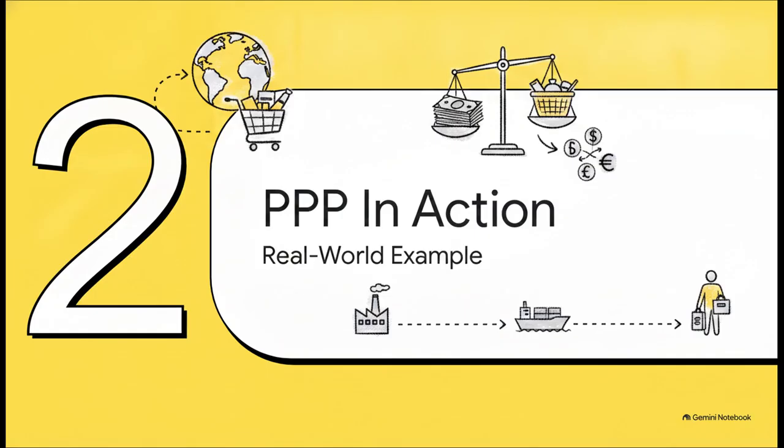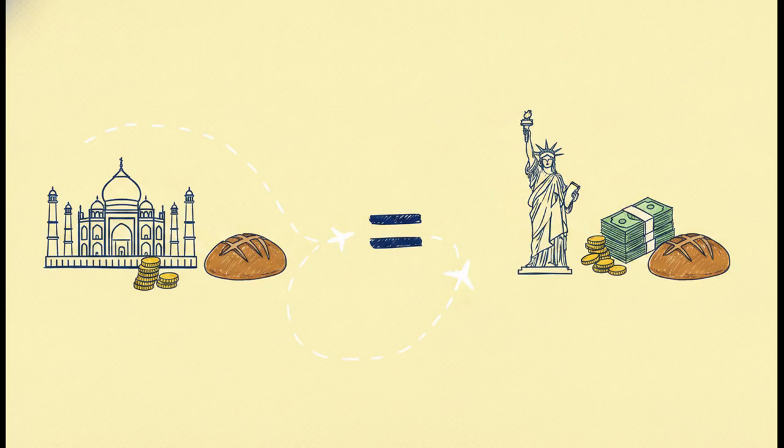Section 2. PPP in action, a real-world example. Let's see how this actually plays out. Imagine you've got a specific identical item. In India, let's say you can purchase this exact good for 200 rupees. Now, if you take a flight all the way over to the USA, you find that same identical item costs exactly $4. We're anchoring this whole economic theory to a simple, everyday transaction.